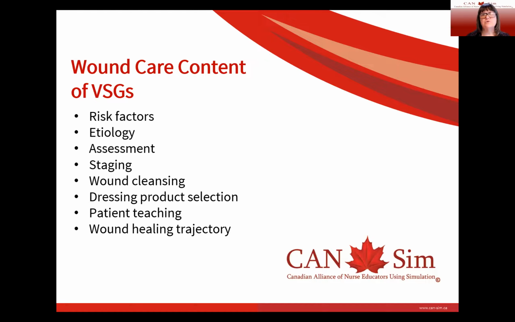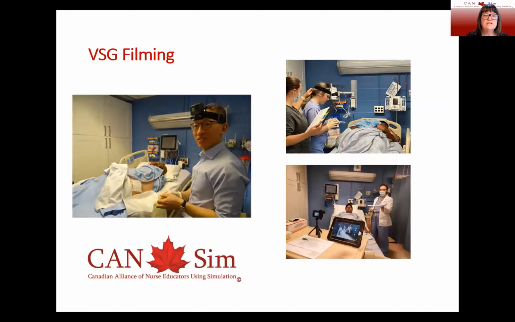So each of the 4 virtual simulation games that we created contained similar content, but they were specific to a different type of wound. And so the common content was related to risk factors, etiology, assessment, staging, cleansing, the dressings, patient teaching, and wound healing. And then they were specific to the 4 types of wounds that we covered. As I mentioned, we filmed these simulations at Queen's University. We used a GoPro camera for the filming. As you can see, Kevin is wearing the GoPro camera on his forehead.